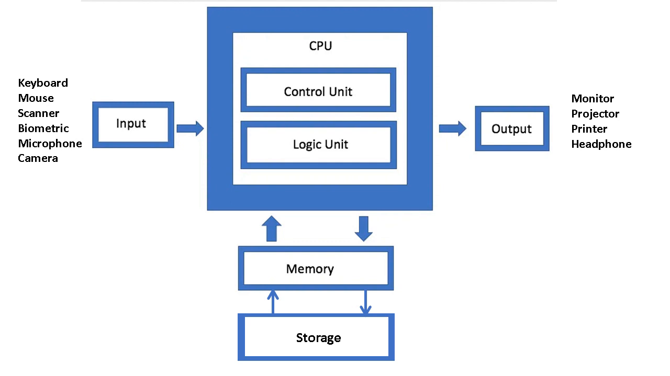We can observe this diagram. At our left we have the input devices: keyboard, mouse, scanner, biometric, microphone, camera. Those are the input devices. Computer accepts input through these input devices. It does the processing as per the requirement arises.